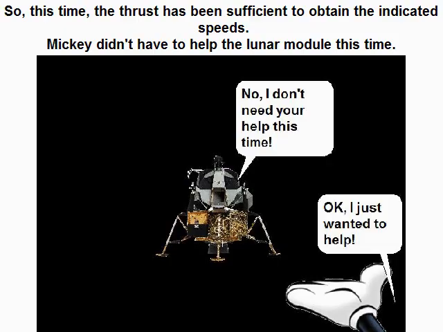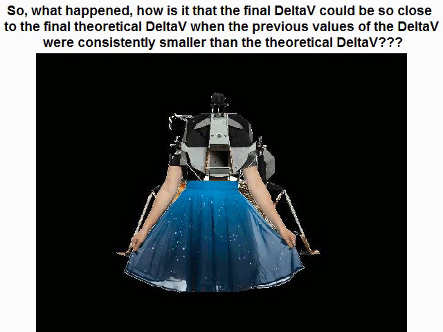So this time, the thrust has been sufficient to obtain the indicated speeds. Mickey didn't have to help the lunar module this time. So what happened? How is it that the final delta V could be so close to the final theoretical delta V when the previous values of the delta V were consistently smaller than the theoretical delta V?